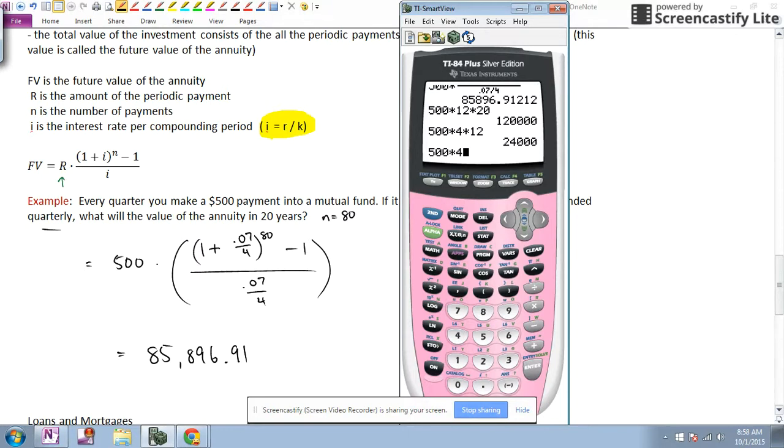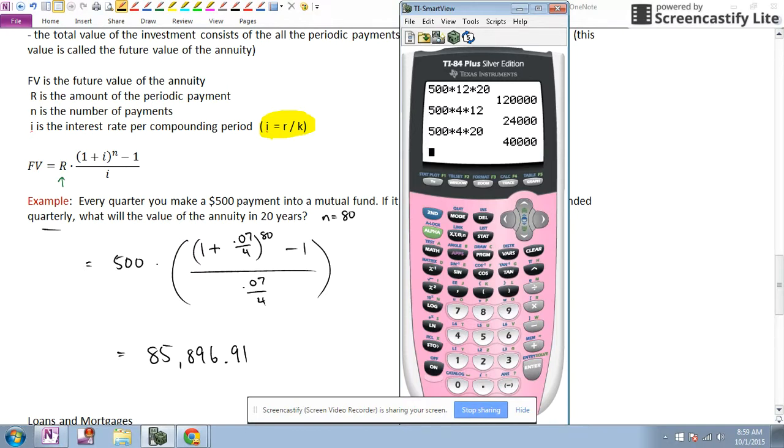$500, 4 times a year for 20 years, I put in $40,000. That's what I saved. But because they were giving me 7% every quarter, I actually ended up with 85,000. So I made $45,000 in those 20 years. That's a nice chunk, right? I saved 40,000. It cost me 40,000 to save 85,000.